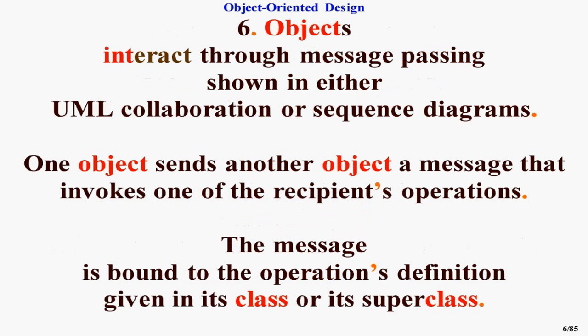6. Objects interact through message passing shown in either UML collaboration or sequence diagrams. One object sends another object a message that invokes one of the recipient's operations. The message is bound to the operation's definition given in its class or its superclass.